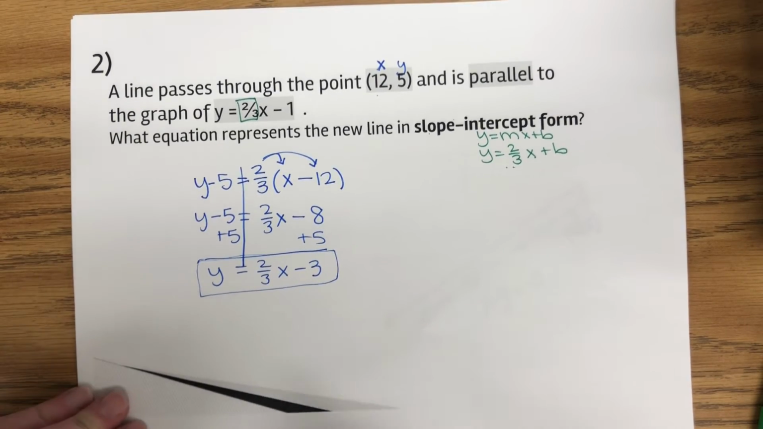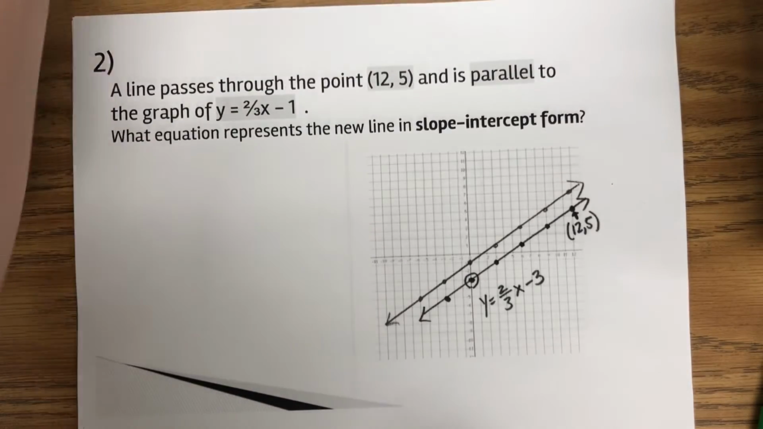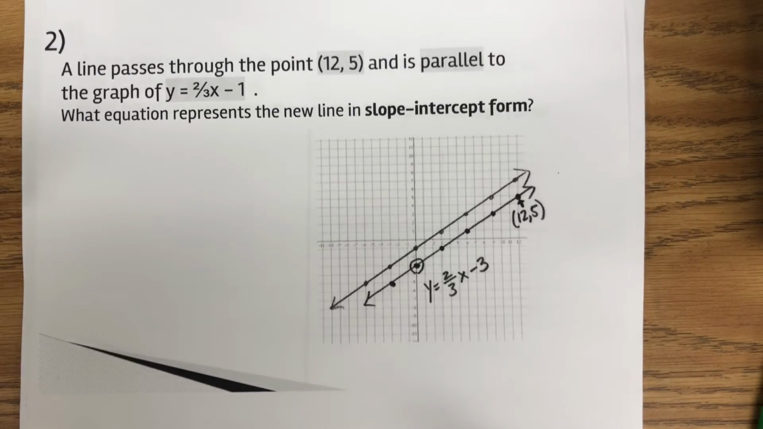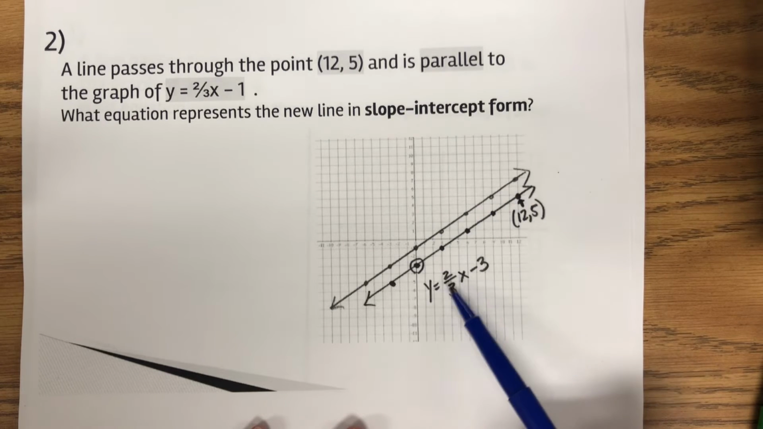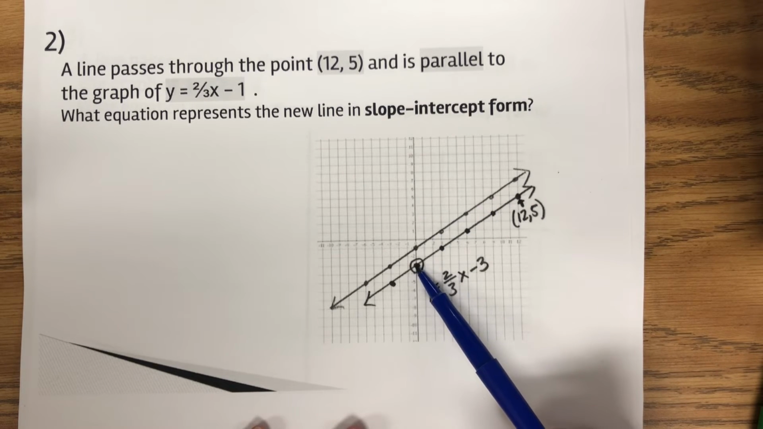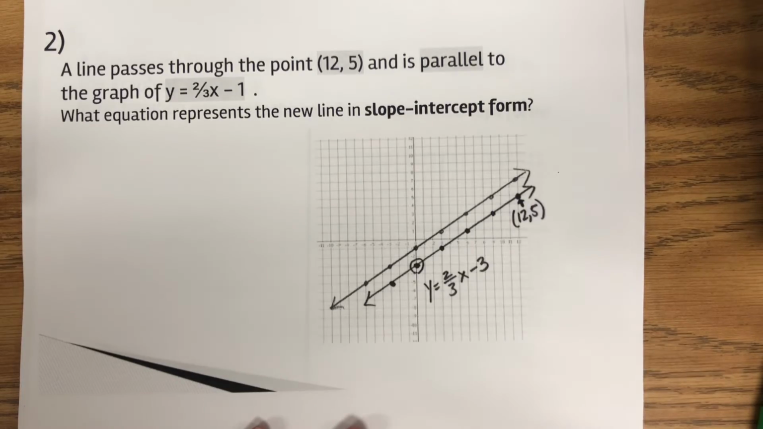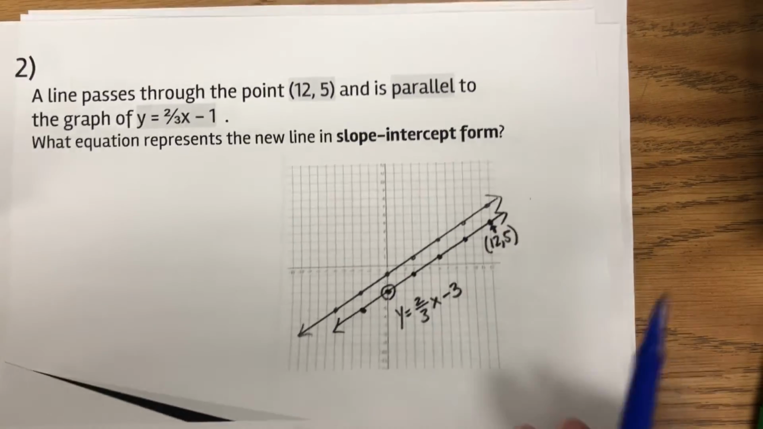Now, notice there isn't a graph here, so when you're not given a graph, you're going to have to use the algebra. But here you can see what the graph would look like. Okay, here was my original line. Here's my new line with a y-intercept of -3, and it does cross through the point 12, 5.